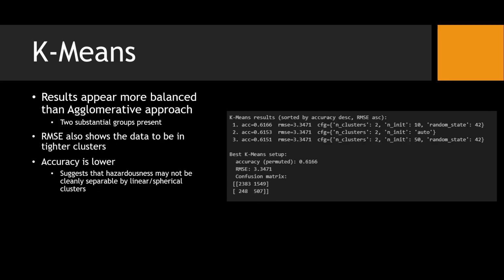And then I moved on to k-means, and the results here appear to be more balanced than with the agglomerative approach. As you can see, we have 2 substantial groups present in the confusion matrix. The RMSE also shows the data to be in tighter clusters, but accuracy is lower. And this suggests that the hazardousness may not be cleanly separable by the shape of the clusters used in k-means. Just a suggestion.